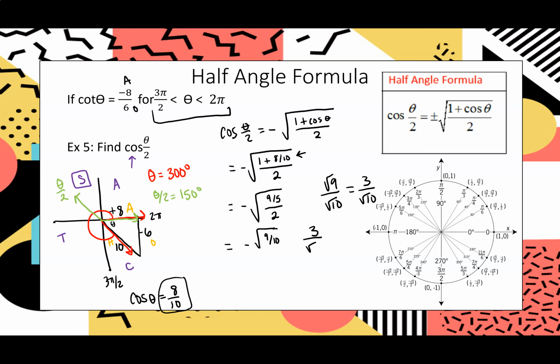That's 3 over root 10. We need to multiply by root 10 over root 10. And that's going to give us 3 root 10, and then the square root of 10 times the square root of 10 is the square root of 100, or we can think of those square roots as canceling. Square root of 100 is 10, or square roots cancel, we're just left with 10. So our final answer here, of course, is negative 3 root 10 divided by 10.